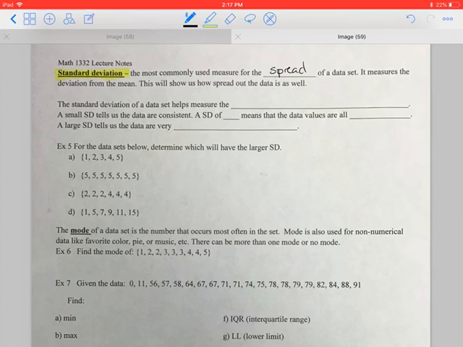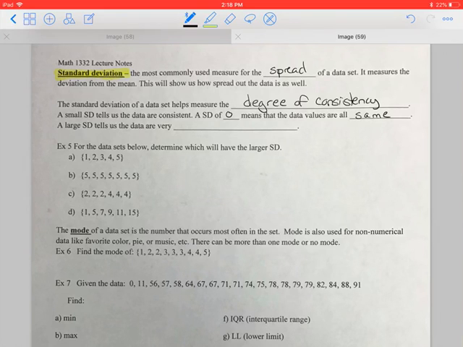So it takes each piece of data and looks at how far it is from the mean and then kind of takes an average of all of those. Now, it's actually kind of complicated to do standard deviation, so we're not going to do the calculation. We're just going to talk about it a little bit. So the standard deviation helps measure the degree of consistency. A small standard deviation tells us the data are consistent, meaning they're very close together. A standard deviation of 0 means that all the data values are the same.